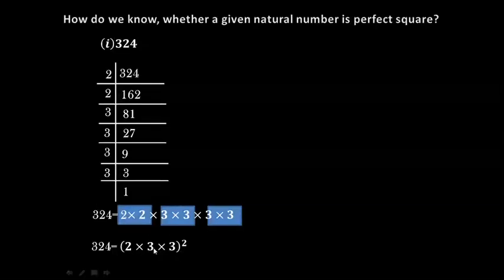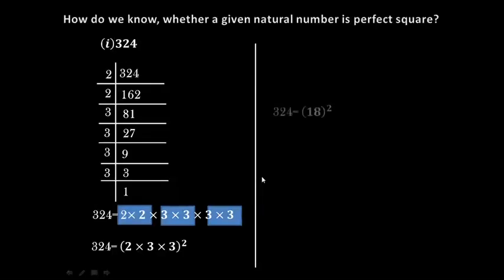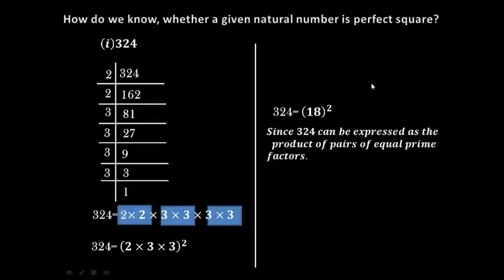That means 2 3s are 6, 6 3s are 18. So 324 is equal to 18 square. That means the square of 18 is 324. Since 324 can be expressed as the product of pairs of equal prime factors, that means 18 into 18, we can express 324 as 18 into 18. So we can say that 324 is a perfect square.